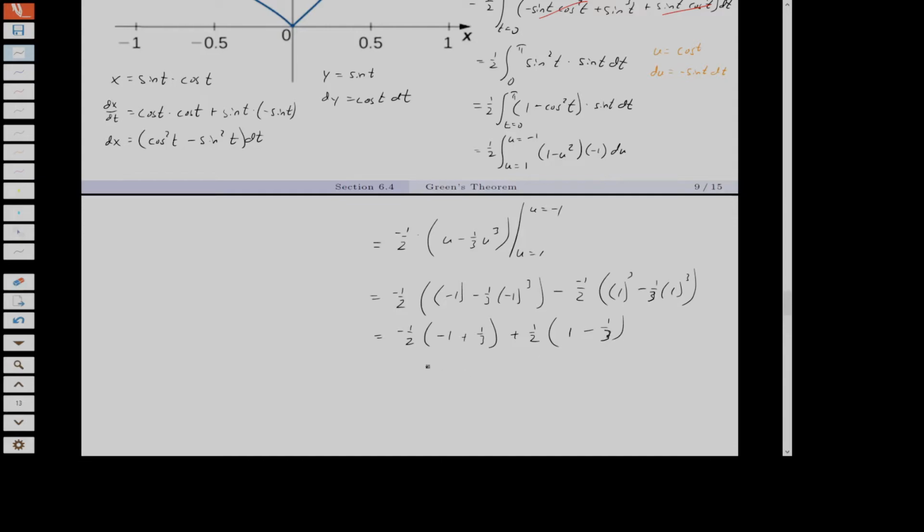I'm going to be very careful. Okay, I'll distribute a negative half. Negative times negative is a positive half. Minus 1/6 plus 1/2 minus 1/6. So I have a half plus a half minus a sixth minus a sixth, which should give me 3, 6, 5, 4/6 or 2/3.